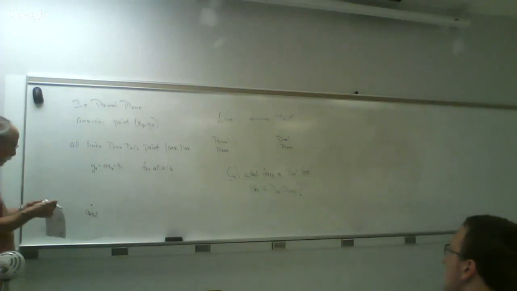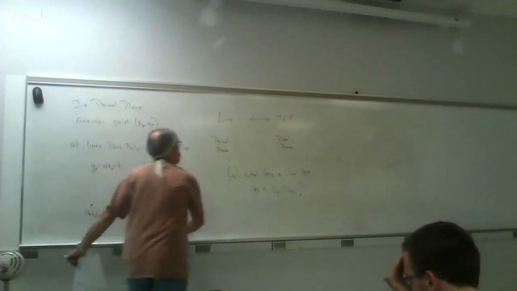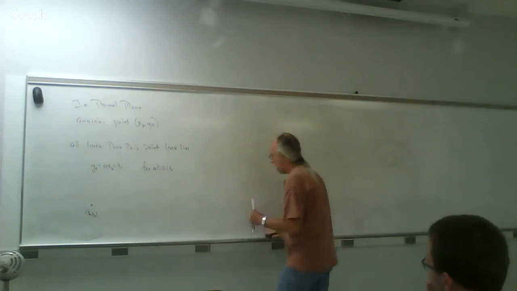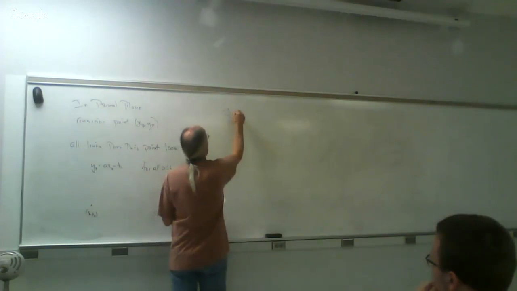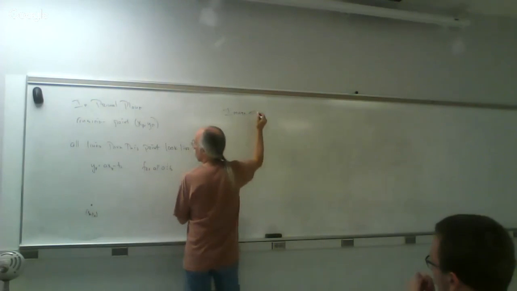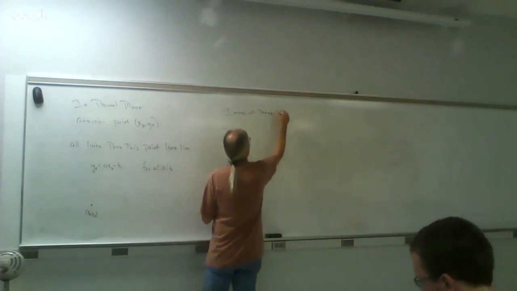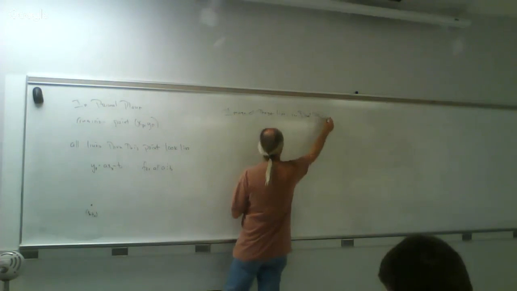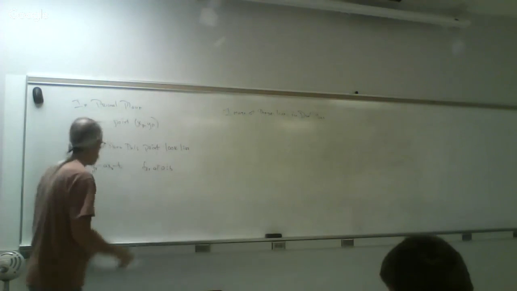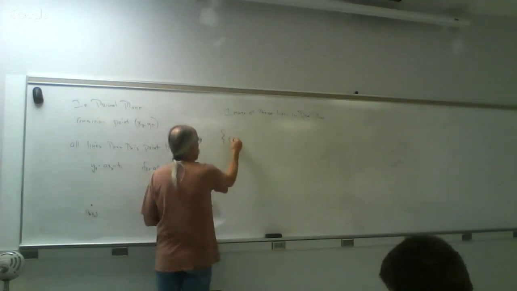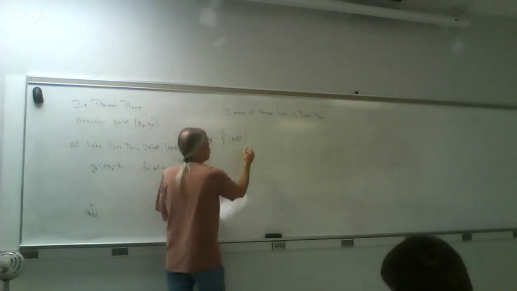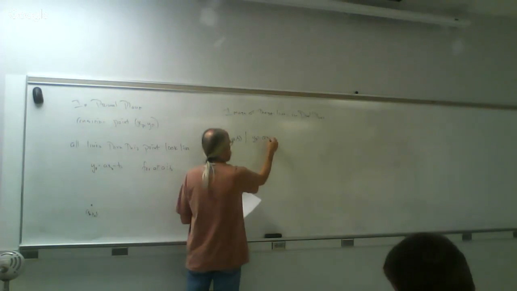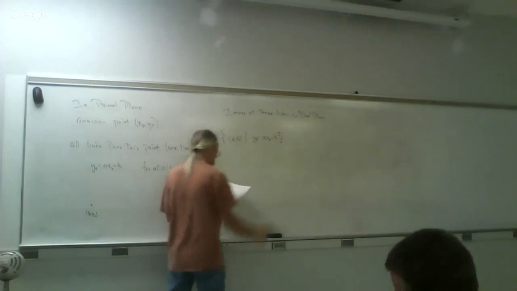Let's see, how did I want to write this? If we look at the image of these lines in the dual plane, the image of these lines in the dual plane look like a set of all (a, b) such that y_p equals a x_p minus b.